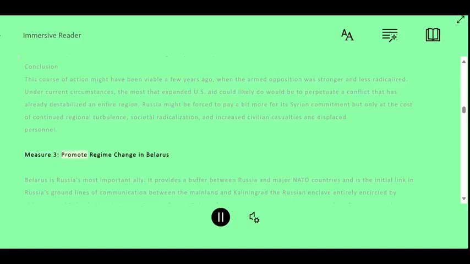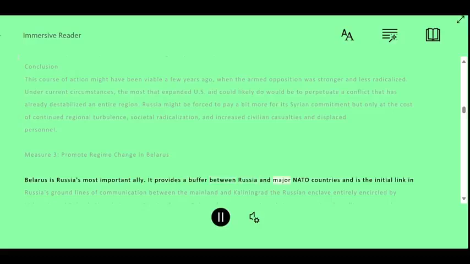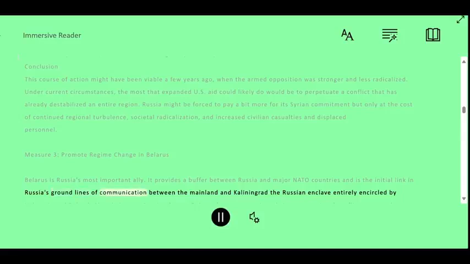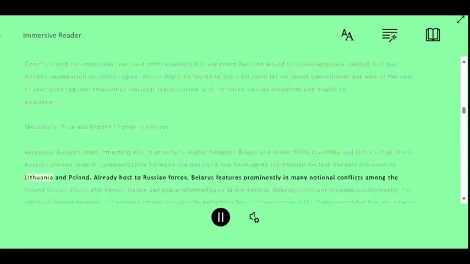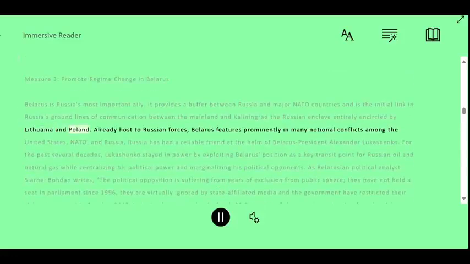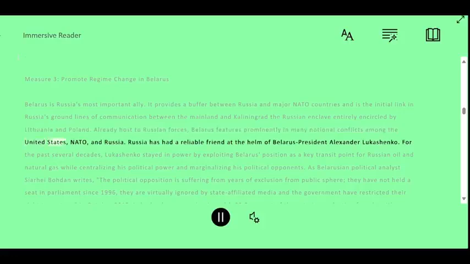Measure 3. Promote regime change in Belarus. Belarus is Russia's most important ally. It provides a buffer between Russia and major NATO countries and is the initial link in Russia's ground lines of communication between the mainland and Kaliningrad, the Russian enclave entirely encircled by Lithuania and Poland. Already host to Russian forces, Belarus features prominently in many notional conflicts among the United States, NATO, and Russia.